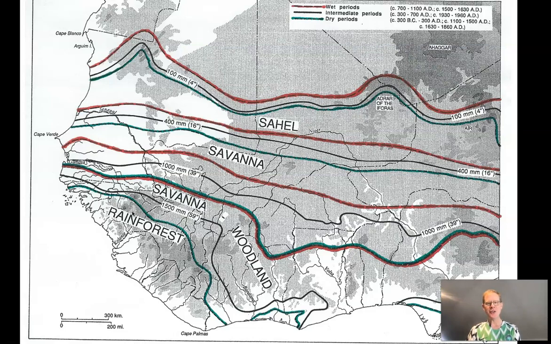First off, it shows you as we move from north to south, from desert to Sahel, to savanna woodland, and finally to rainforest. It shows you where the dividing lines between these different ecological zones are. But it shows you what they're based on. And what they're based on is rainfall amounts. Simple as that. The line between desert and Sahel is 4 inches of rain a year. If you get more than 4 inches of rain a year, you're in the Sahel. Less than 4 inches of rain a year, you're in the Sahara Desert.